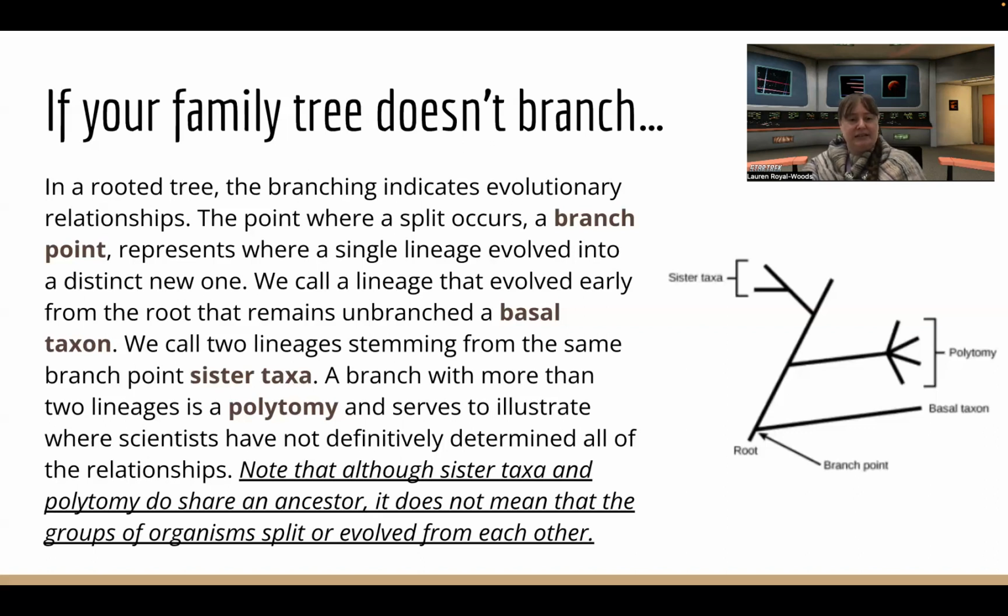So, a branch with more than two lineages is called a polytomy. So this is him right over here. Hello, polytomy. So that splits a lot. He split not just once, he split lots. That means there was really interesting pressure happening right here for him to split into several different dimensions. Remember, just because they share a common ancestor does not mean they evolved from each other. Okay, keep that in mind going forward. That's another major misconception of how all this stuff works.